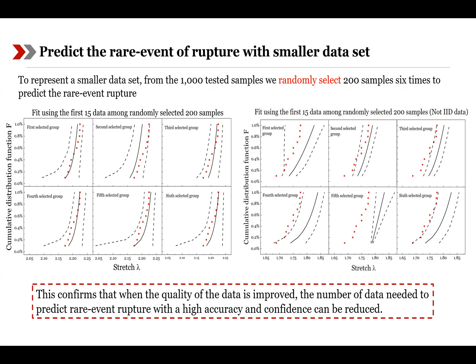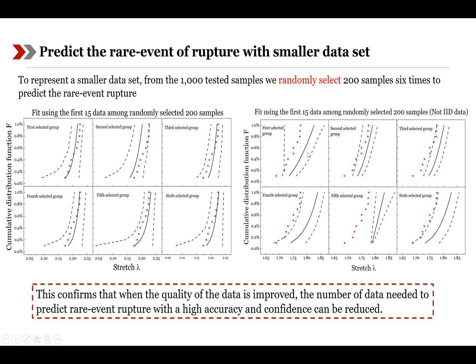To get a small data set from the 1,000 test samples, we randomly select 200 samples 6 times, and each time we use the peak-over-threshold method to get a threshold stretch, below which 15 samples rupture out of the 200 samples. We use the first 15 rupture data to fit the Weibull distribution and also calculate the 95% confidence interval. We found that the fitting results of the 6 selections are consistent. All the experimental data fell within the confidence interval.